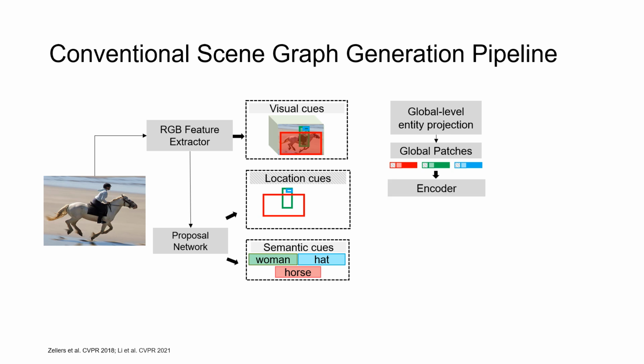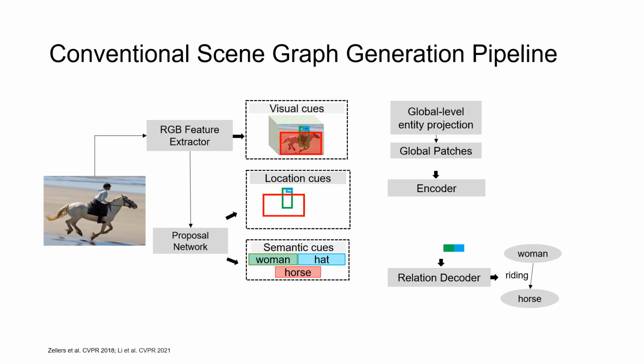These global patches are processed by the encoder network, which are then split into subject and object relation components. For instance, to establish the woman riding horse relationship, the subject part of the woman's patch in green merges with the object part of the horse's patch in red. This combined entity patch then goes through the relation decoder network, resulting in the riding relation. Similarly, we get the wearing relation for woman and hat entities.